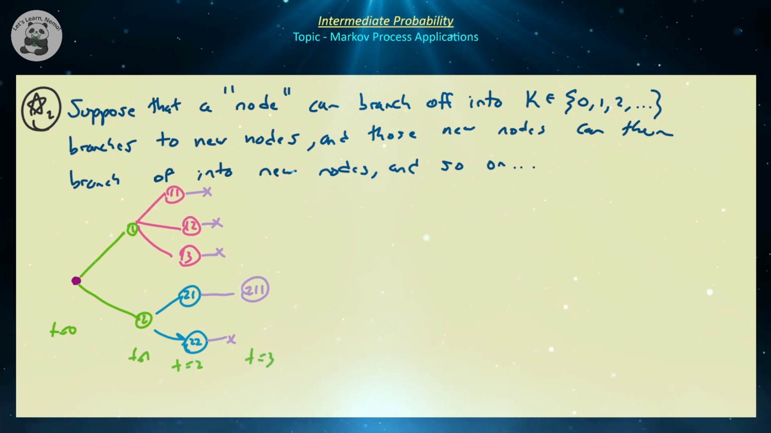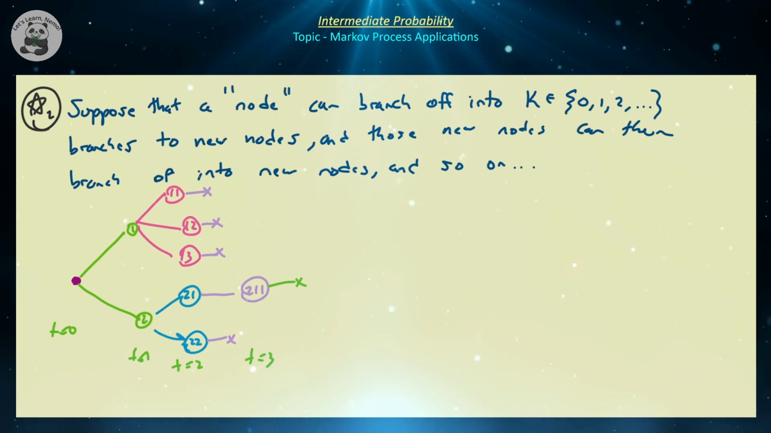2, 1 attempts to branch off, but it can't. That's usually what we refer to as extinction of whatever we're trying to model in this particular thing, because if you do not have any nodes, then you have nothing to branch off from. So this type of process is sometimes referred to by the picture and also the name, a branching process.